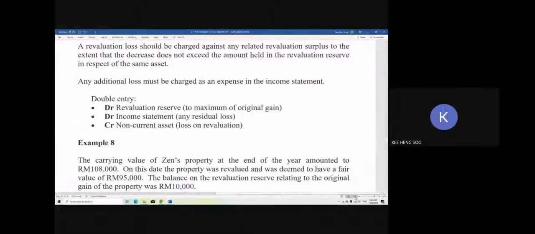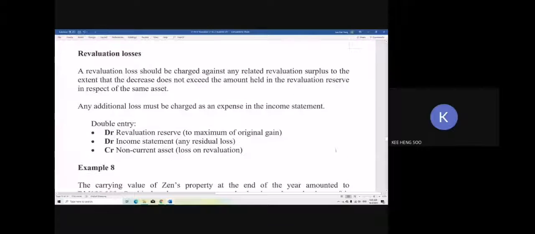Revaluation loss. The revaluation loss, you can charge against any related revaluation surplus from last year. Otherwise, charge it as an expense immediately. If last year you had a surplus, you charge against it; otherwise it will be expensed in the current year.